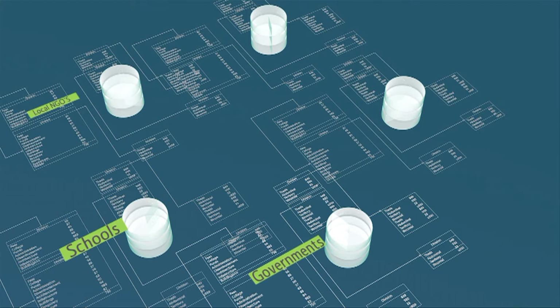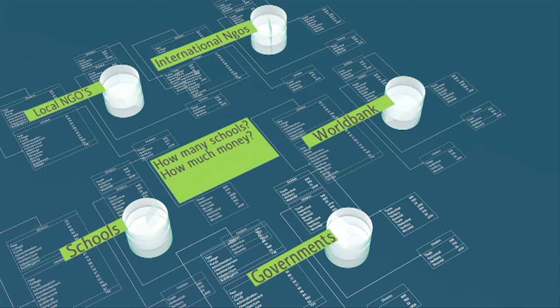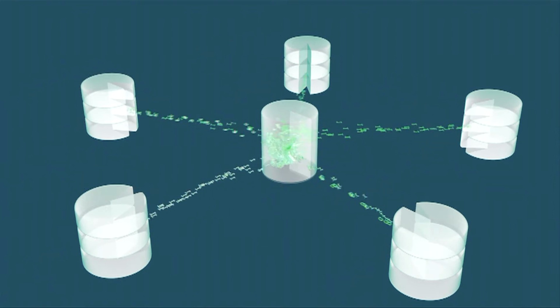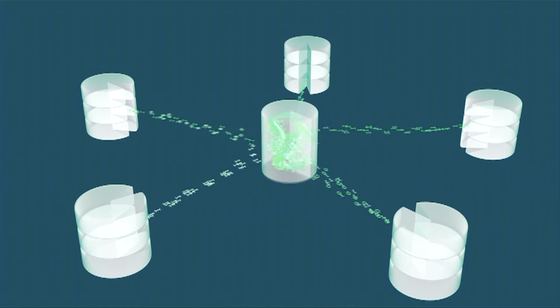The government, schools, NGOs and the World Bank have all collected data, but most of it is locked away in different databases. How many schools are there? How much money is spent on education? What are the results? What works best? To answer these questions, we need to first open and link the different databases. Now everybody has access to this information to reuse their data in their own way.